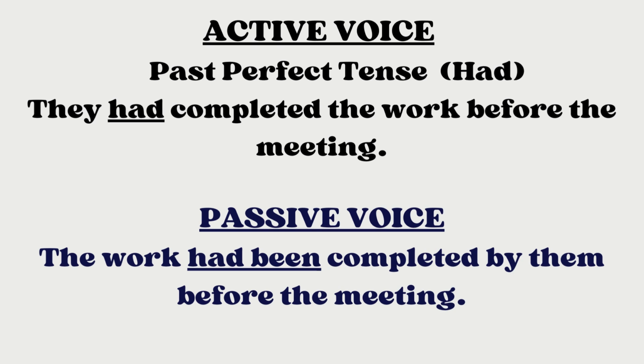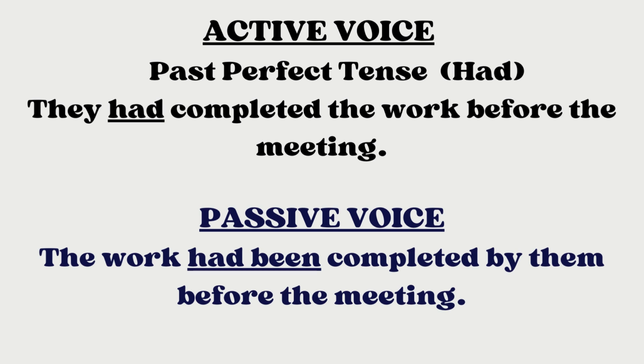Let's look at a sentence in the active voice where the past perfect tense has been used. With the past perfect tense, we use had. They had completed the work before the meeting. The subject here is they. There are two verbs here, had and completed. The object is the work.